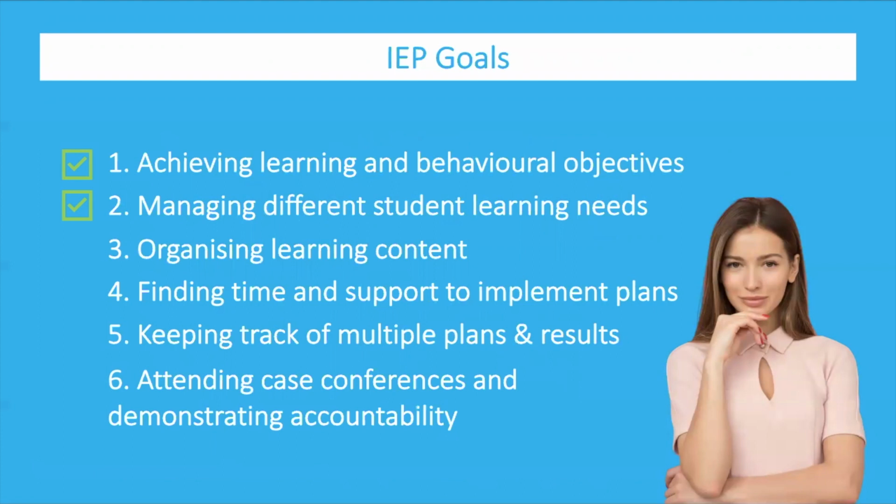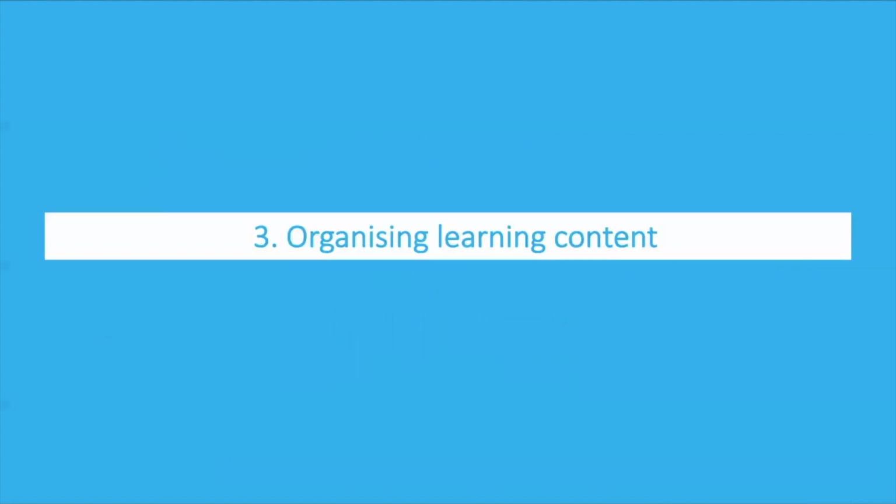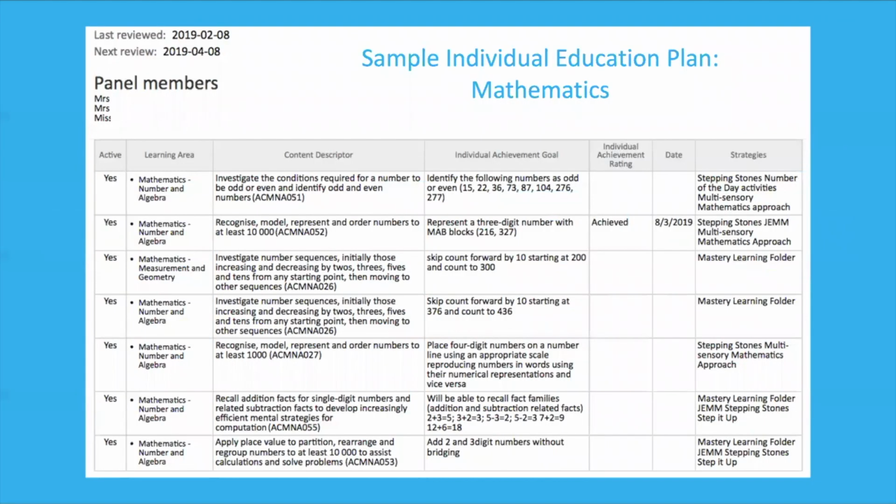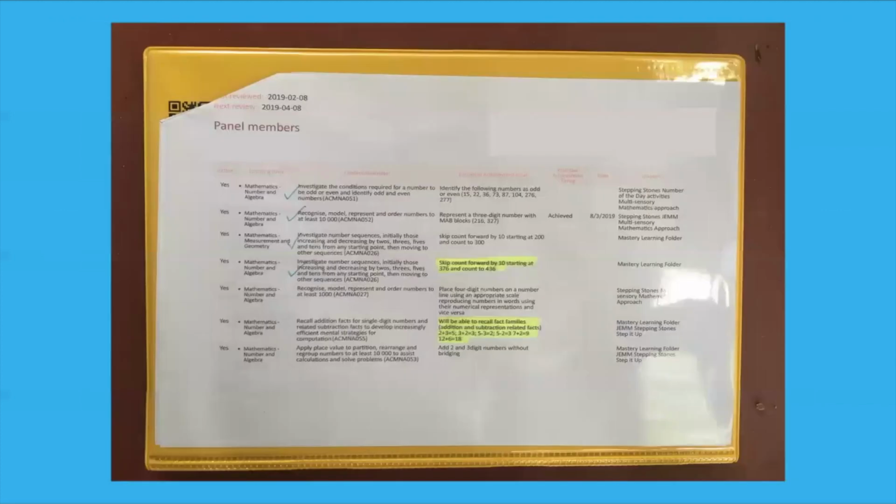Now we're going to go on to take a look at how you can select and organise learning content. Here is a genuine IEP. You can create your plan and place a copy into the clear sleeve on the back of the student's Mastery Learning folder, or glue it to the back of your handmade folder. You can use this as a working copy to highlight when content enters the folder, and everyone involved can see exactly where the student is at.